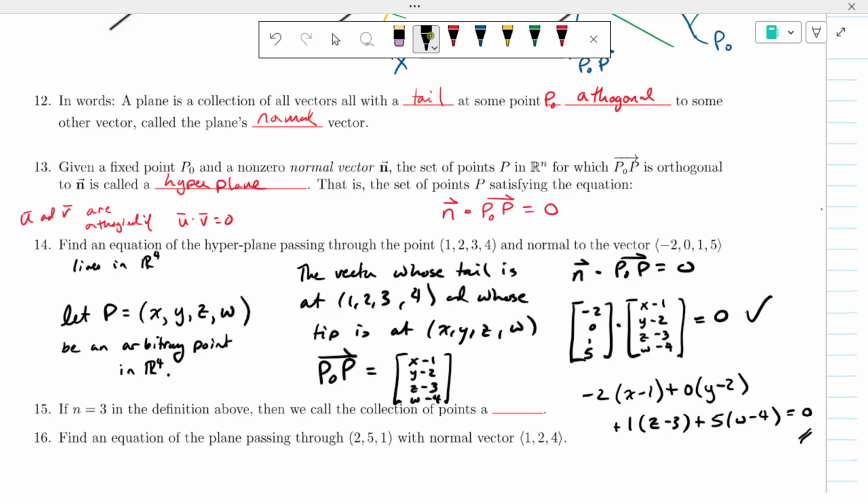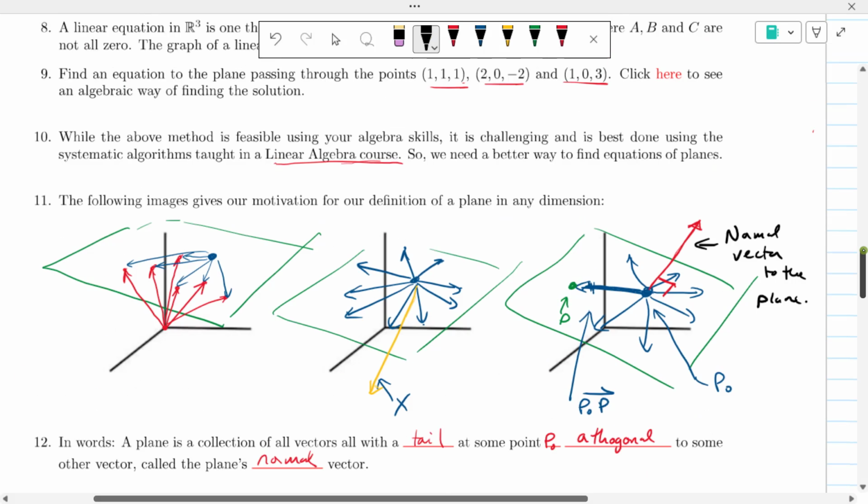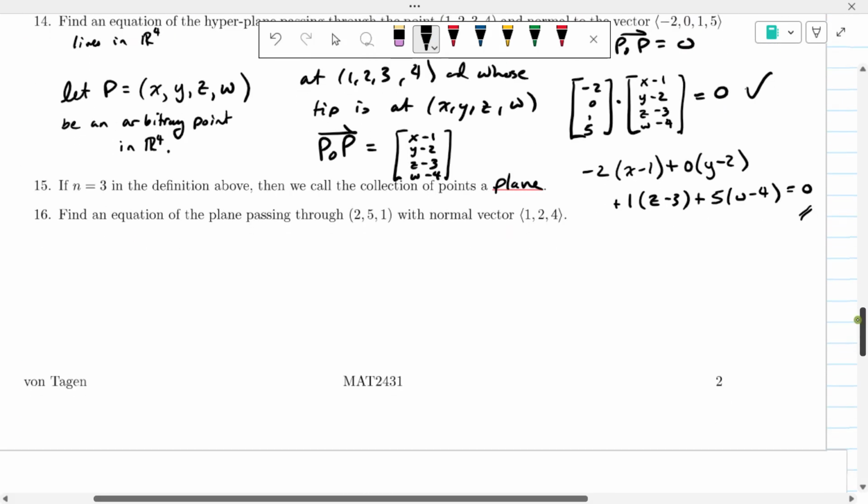Okay, that was pretty abstract. I'd like to bring it down to be a little bit more concrete here. So when we're dealing with this definition, if we're in R3, instead of a hyperplane, we'll just call it a plane. And let's go ahead and answer this last question for this video. So we want to find the equation of the plane that passes through this point right here with a normal vector of 1, 2, 4.